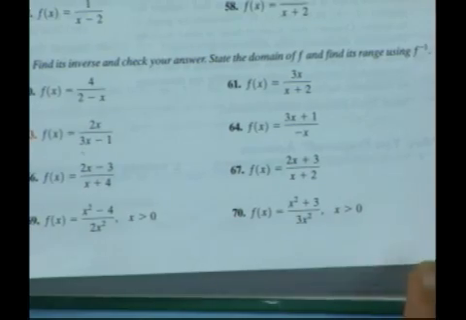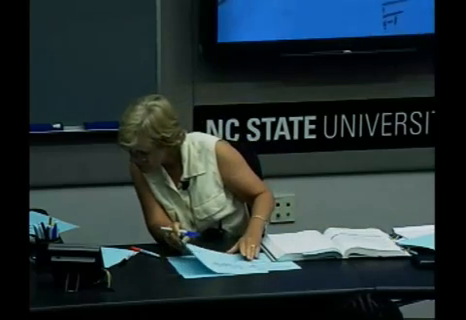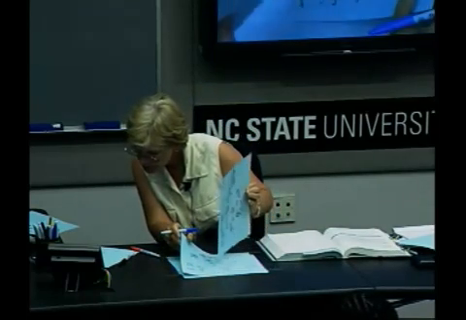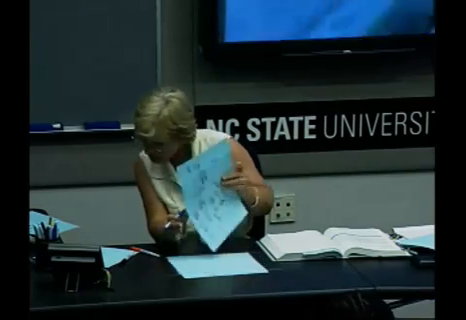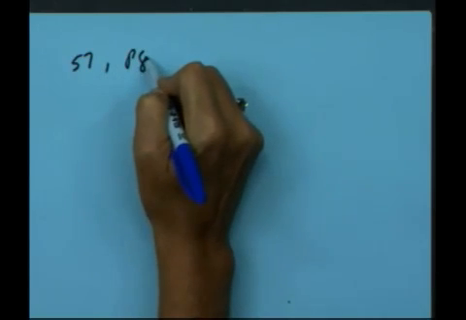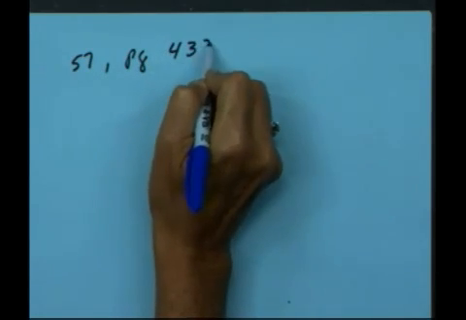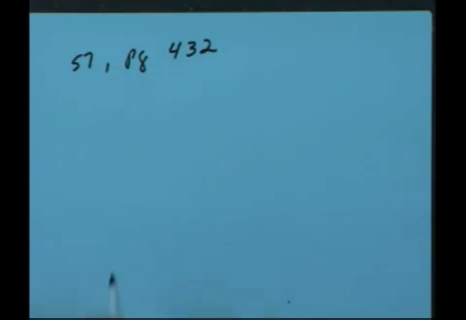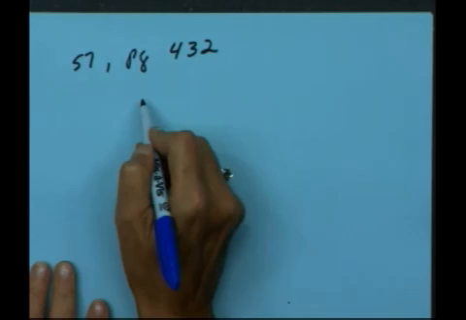We're headed to 4.3. Got lots of stuff in 4.3. The first one is number 57, page 432, number 57. You are solving for x.